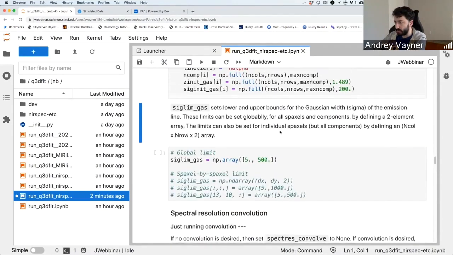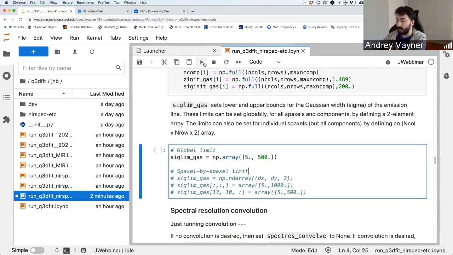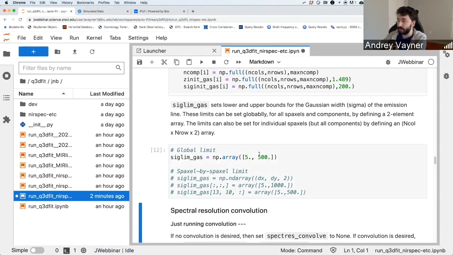Okay, so the next portion is we have set up the limits on the dispersion for the gas that we're trying to fit, and this is again intrinsic dispersion. So in this case, it's from 5 to 500 kilometers per second.